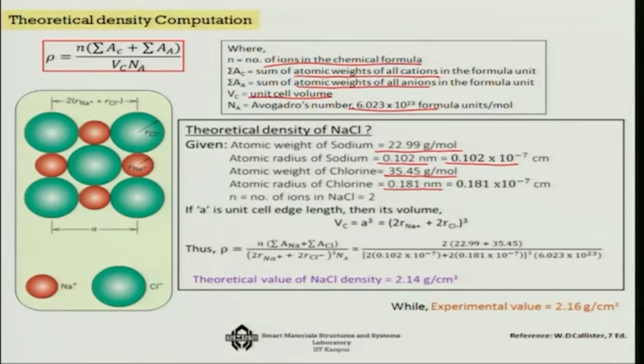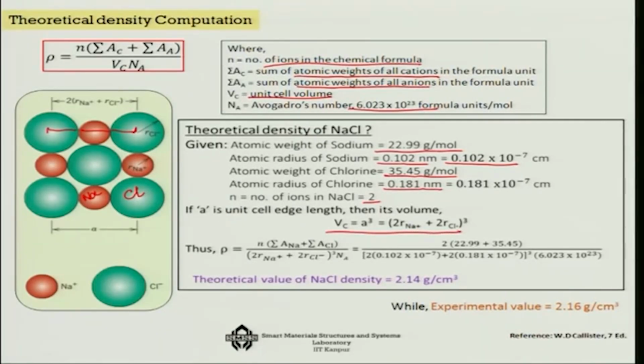As you can see here, the green ones are the chlorines, that is your 0.181 nanometer, and the orange ones are the sodiums. Now, the number of ions in NaCl is 2, Na plus and Cl minus, and if a is the unit cell edge length, then what is its volume? If you look at the structure, this half and this half make double the radius of the sodium atom, and then a full diameter of the chlorine. So, that is the unit cell size, and the cube of that is our Vc.